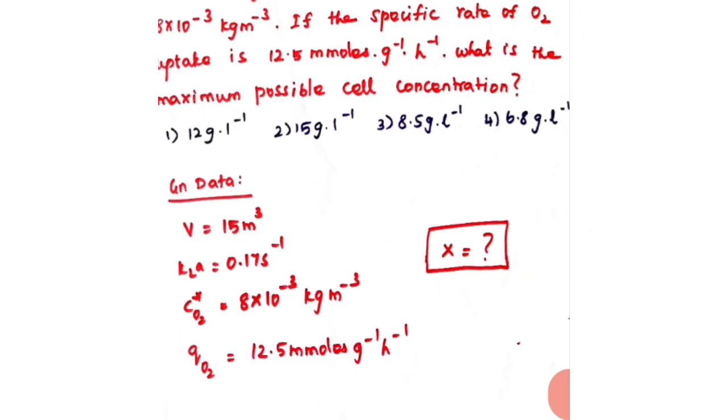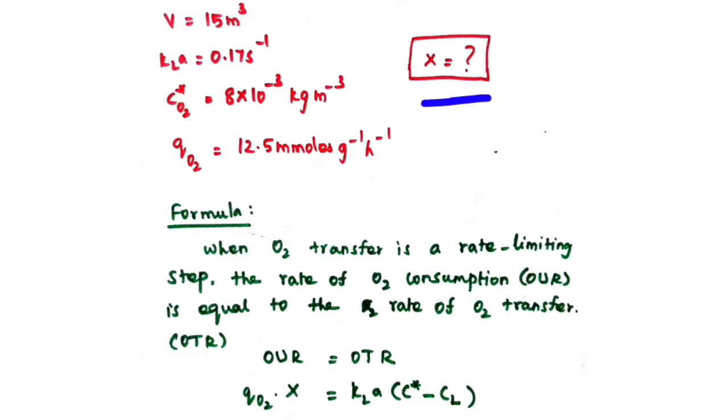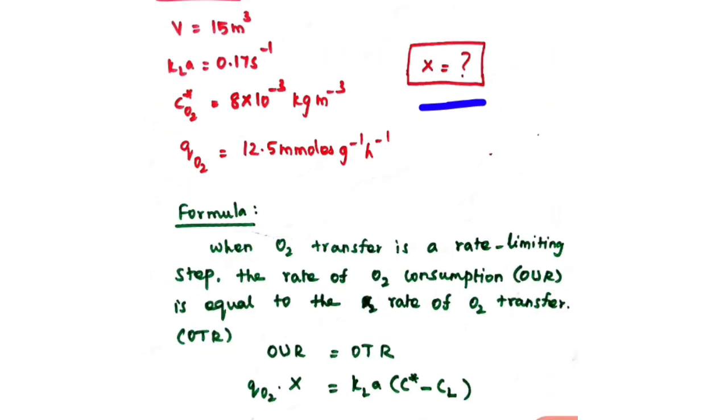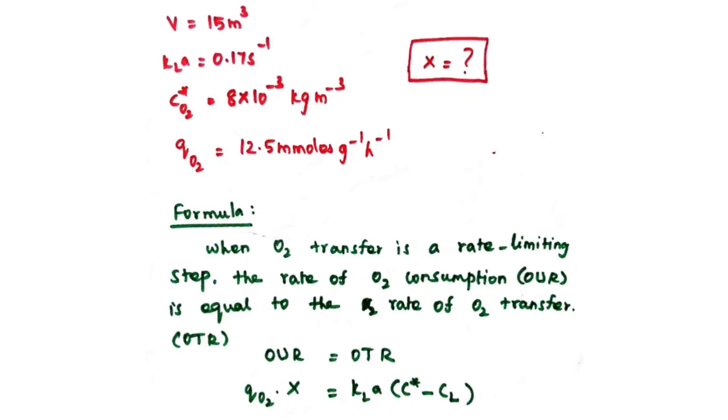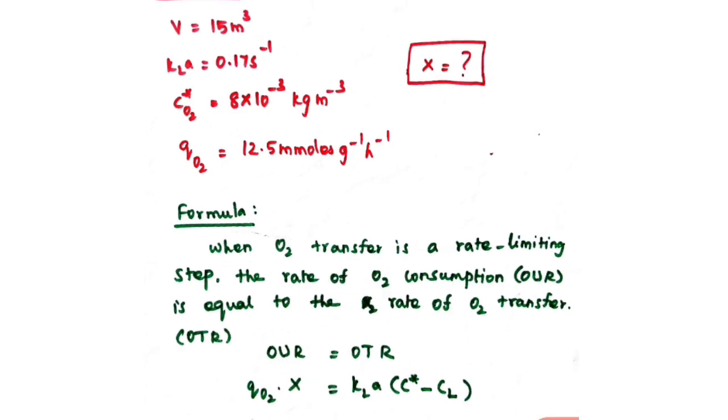In this problem, all the data related to oxygen solubility are given. The cell concentration is calculated by relating oxygen uptake rate and oxygen transfer rate. These two rates are equal when oxygen transfer is the rate limiting step in your process. Then the rate of oxygen consumption, that is oxygen uptake rate, is equal to the rate of oxygen transfer.